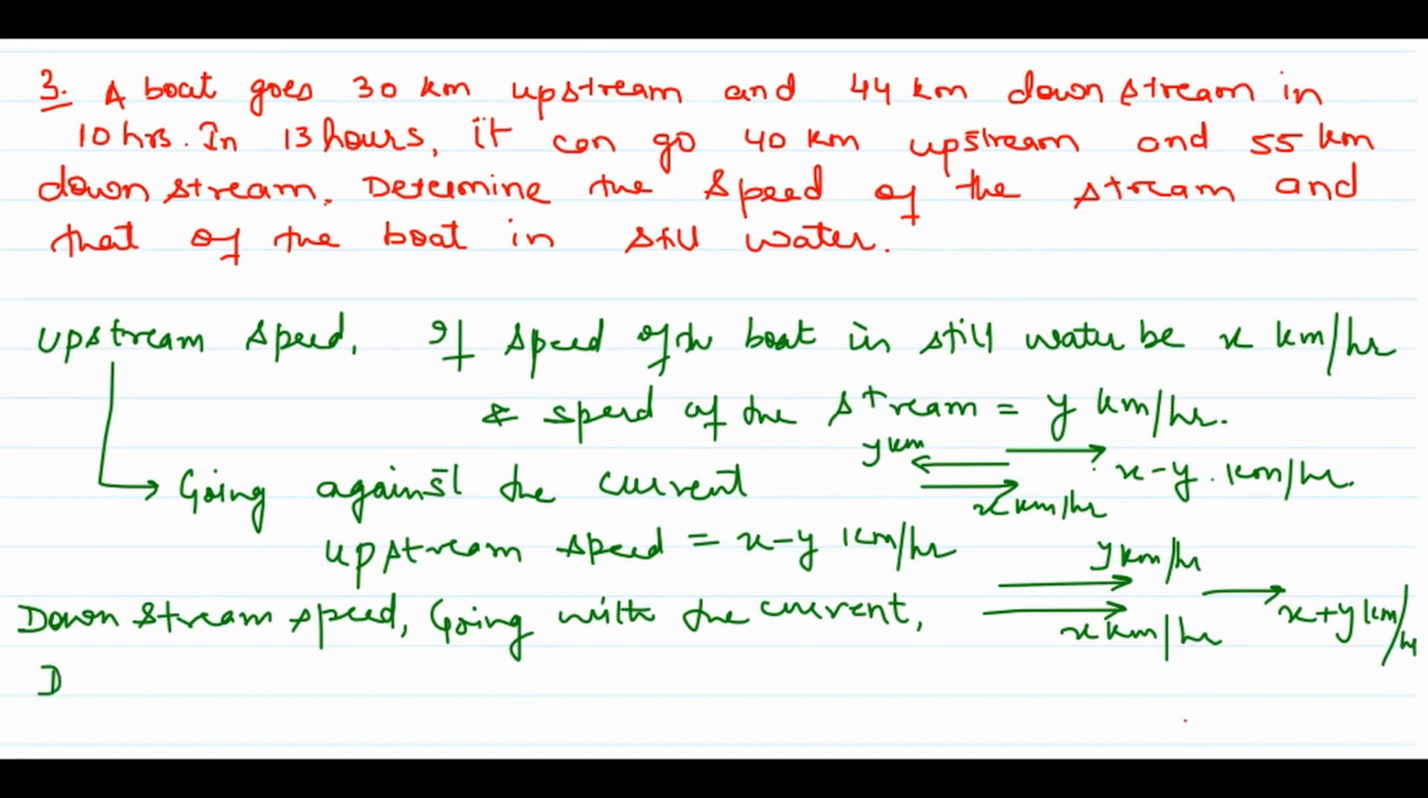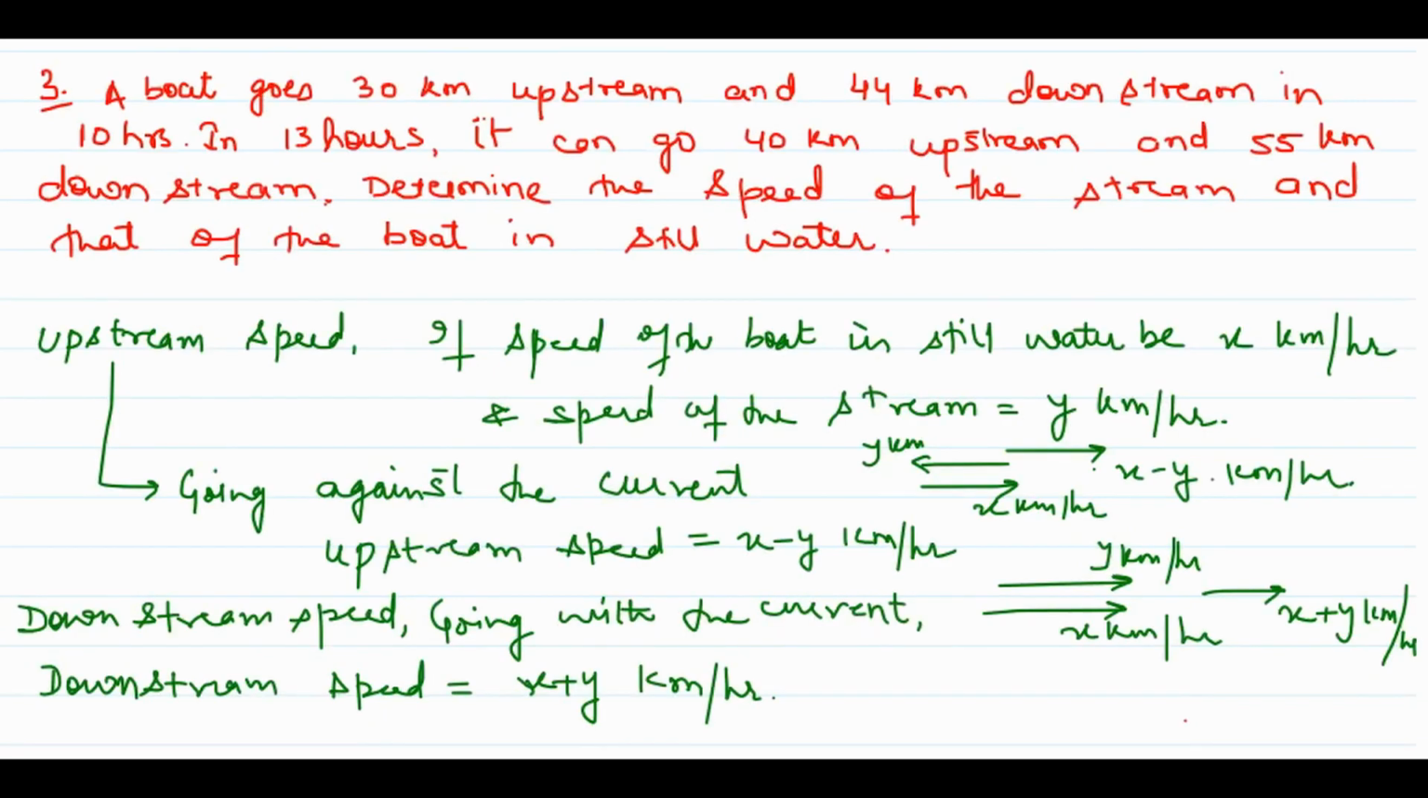So the downstream speed is given by x plus y kilometers per hour. Right? Now we go further with the question.